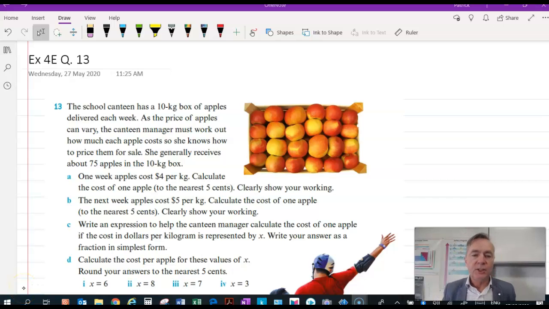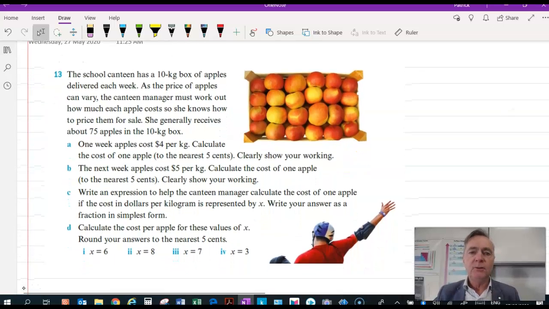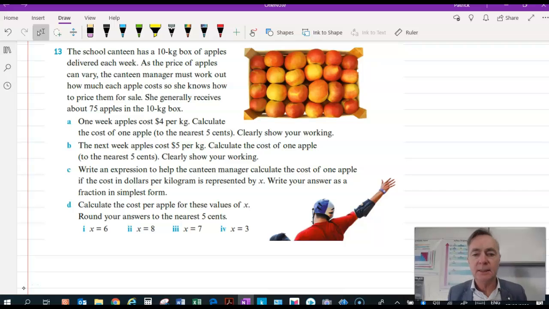The last question in exercise 4E that I want to have a look at is question 13. Question 13 tells us that a school canteen has a 10 kilo box of apples delivered each week. As we know, with most fruit, the price can vary each week. So the canteen manager has to work out how much each apple costs, so she knows what price to put them up for sale. She knows that there are 75 apples in a 10 kilo box.